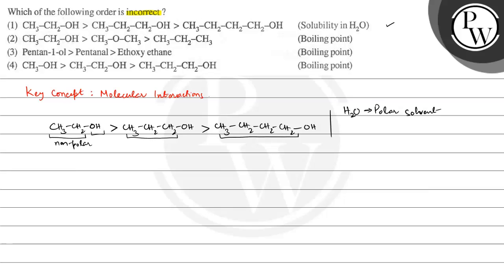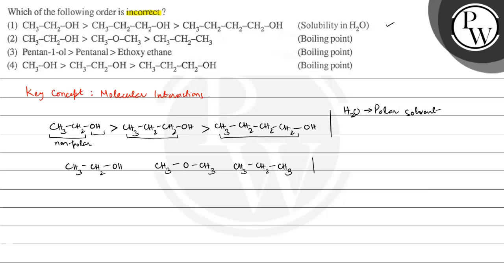If we check option number 2, then this is ethanol, CH3CH2OH, then dimethyl ether, CH3OCH3, and then this is propane, CH3CH2CH3. Alright. Now, इसमें क्या है? We have to check the boiling point.